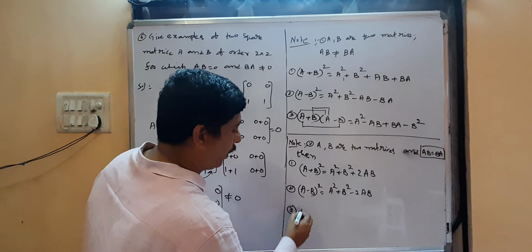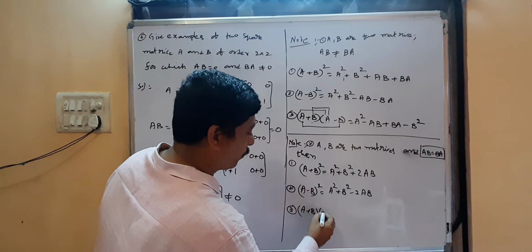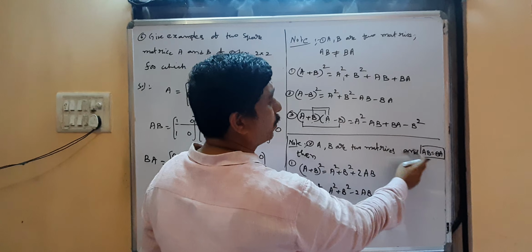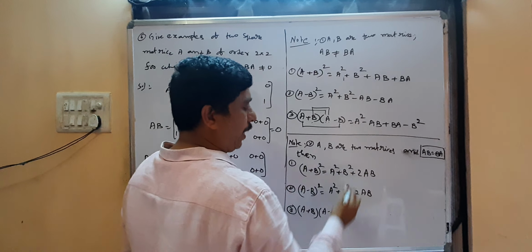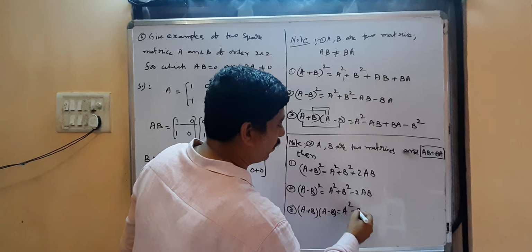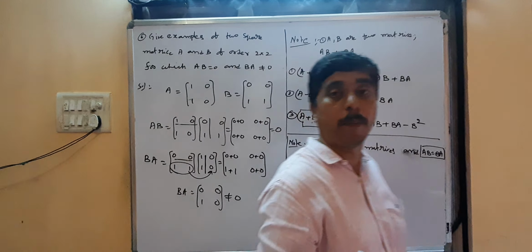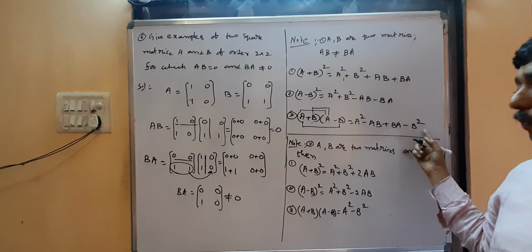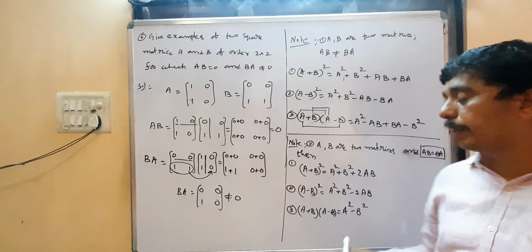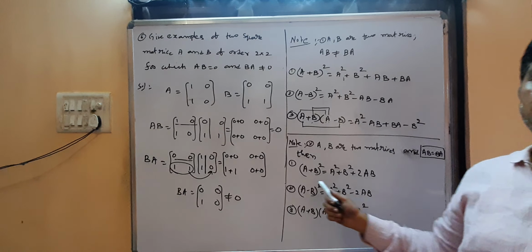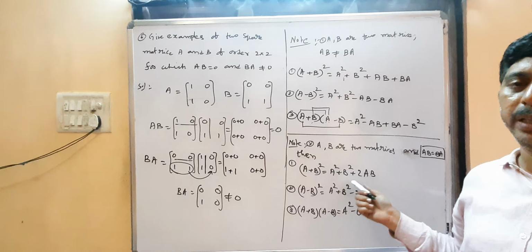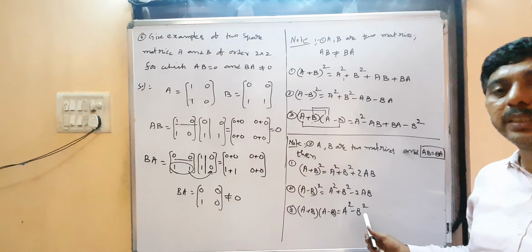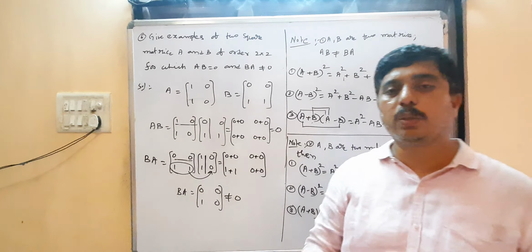Third one, A plus B into A minus B. In place of BA you can substitute AB, so plus AB minus AB cancel, and we get A square minus B square. You should remember in matrix multiplication, if AB is not equal to BA, you get these three formulas. In case it satisfies the commutative property, AB equals BA, then A plus B whole square is A square plus B square plus 2AB, A minus B whole square is A square plus B square minus 2AB, and A plus B into A minus B is A square minus B square. These points you will use in the objective.